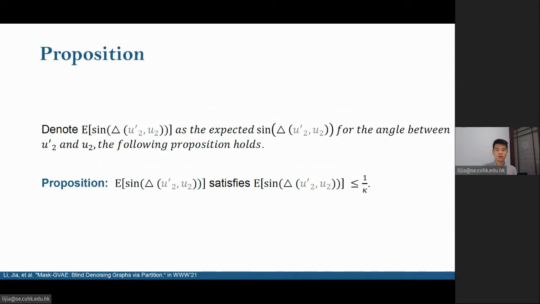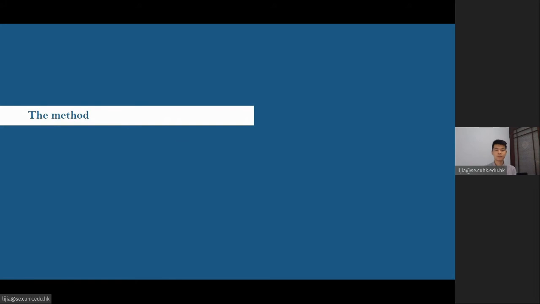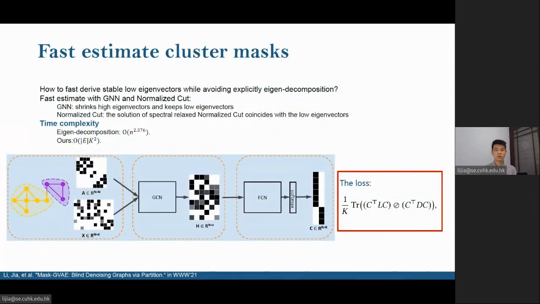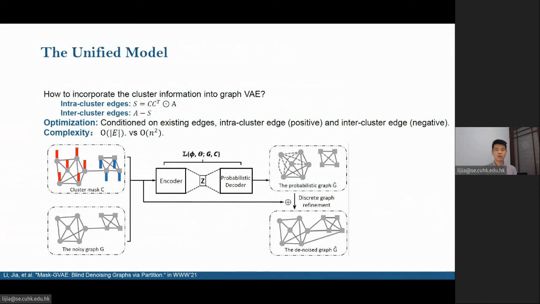Based on these ideas, we propose our method, Mask-GVAE. It has two modules. In the first module, we estimate low eigenvectors over the class of masks efficiently without eigendecompositions. Relaxed solutions of the normalized cut coincide with low eigenvectors. Our main idea here is to use graph neural networks and take the normalized cut as a loss function. In the next module, we take advantage of the estimated cluster masks and use variational graph autoencoders to recover the denoised structures while holding this cluster mask.